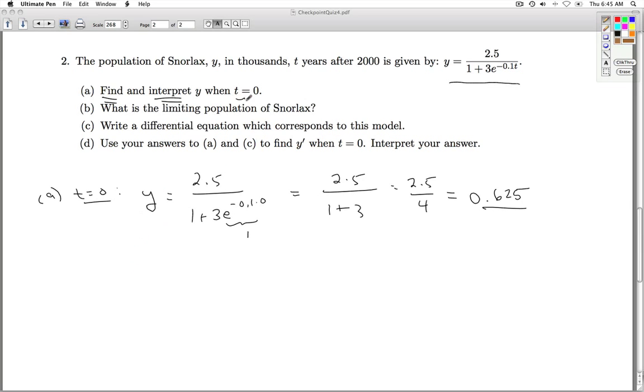Well, t equals 0. T represents the number of years after 2000. So t equals 0 corresponds to the year 2000. So in the year 2000, the y value is 0.625. The y measures the population of Snorlax in thousands. So in the year 2000, there are 0.625 thousand Snorlax, or in other words, there are 625 Snorlax.